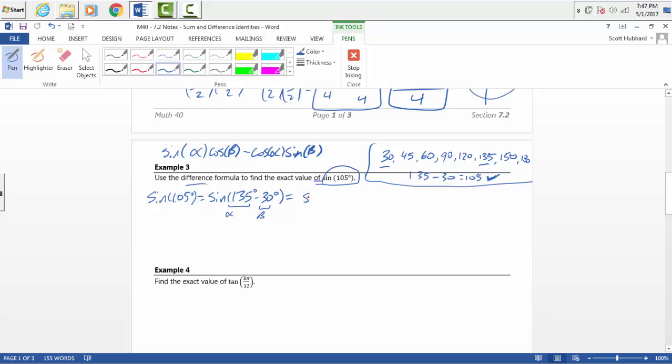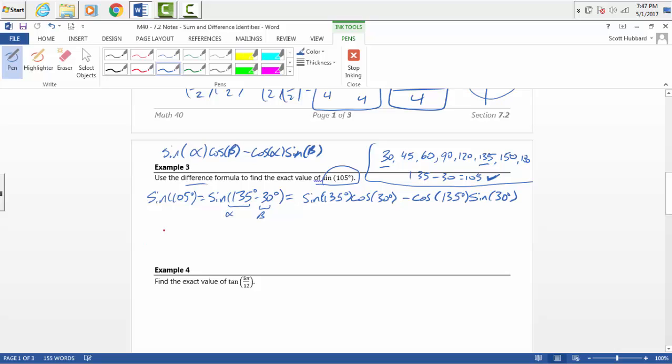Sine alpha, so sine of 135, cosine. Now beta is 30 degrees, it's not negative 30 degrees, so beta is just the angle, 30 degrees. So it's going to be cosine of 30 degrees minus cosine of alpha. Alpha was 135 degrees, and sine of beta. Beta was 30, so sine of 30.